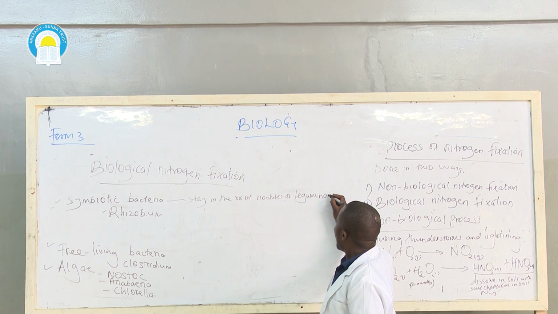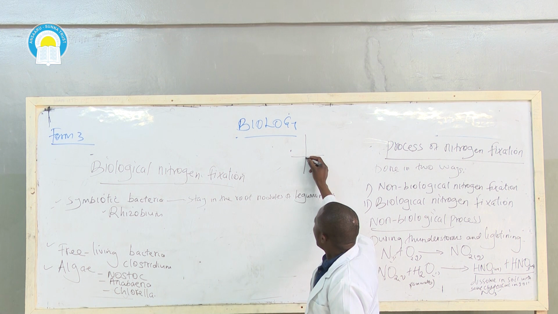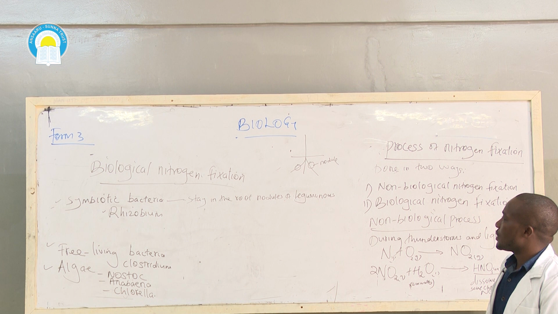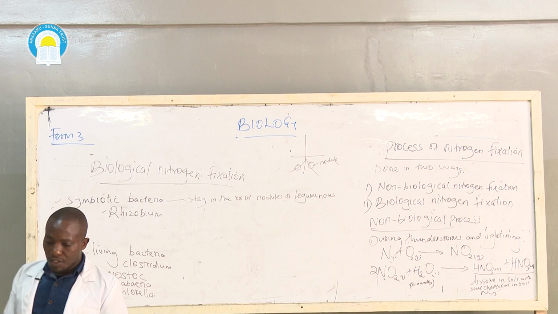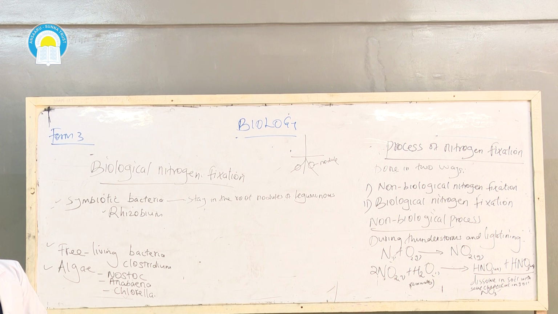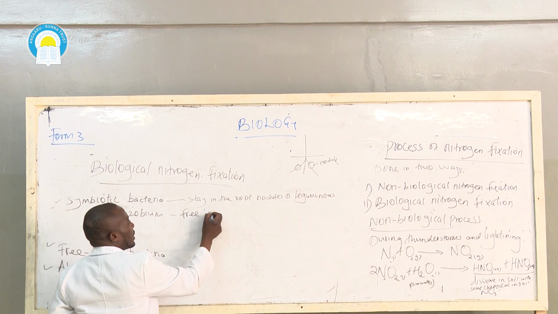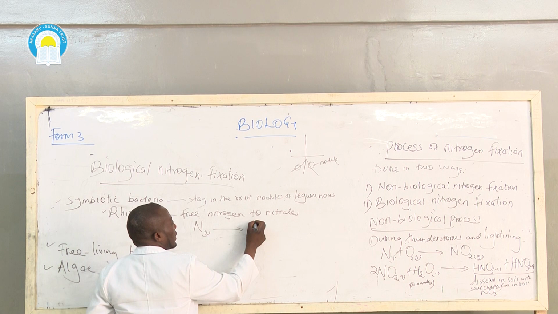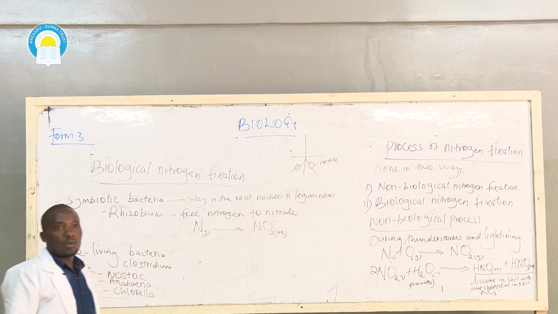These are the nodules. I'm repeating again: the nodules are swellings on those plants which grow in nitrogen deficient soils. So the symbiotic bacteria will normally convert free nitrogen to nitrates in the soil, and the plants will absorb these nitrates in the process of absorption.